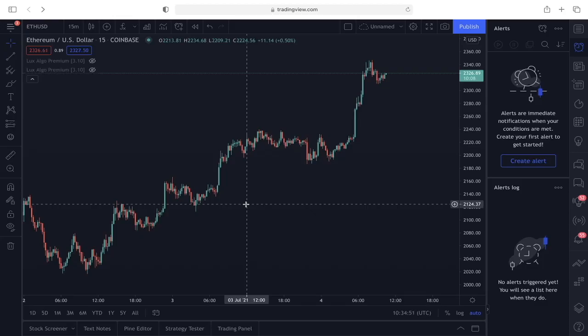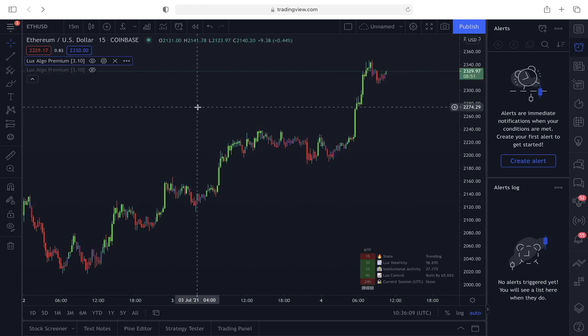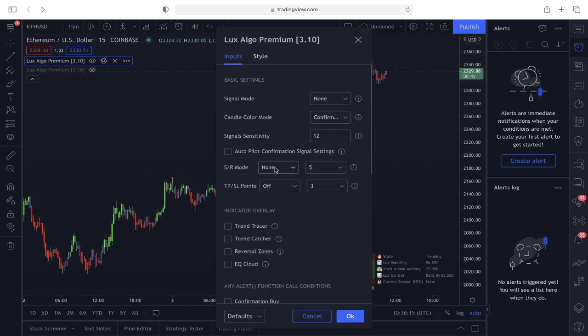Hi guys, today I'll be showing you a very simple method and strategy for analysing supply-demand zones for any major asset and how you can incorporate it into your trading at home. So first I'm going to load up the predictive ranges within Lux Algo Premium. You do this by going to the settings, going to SR mode and selecting predictive ranges.